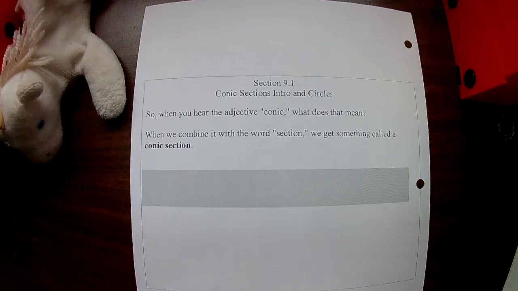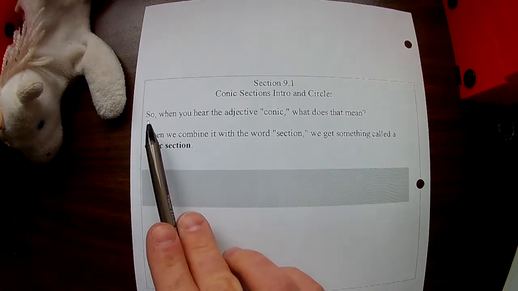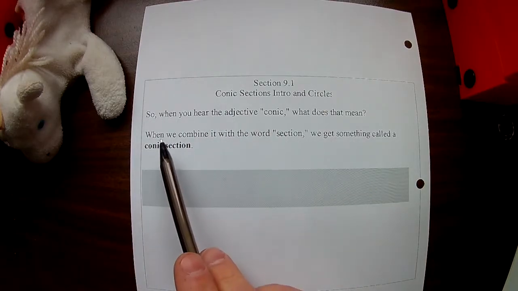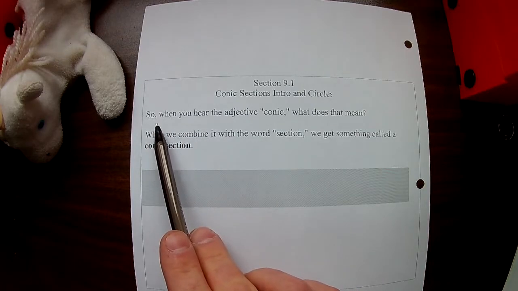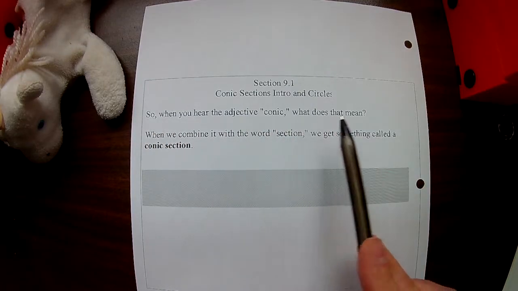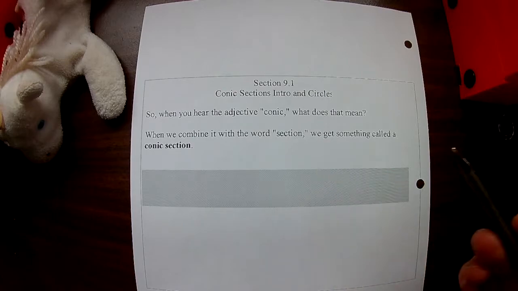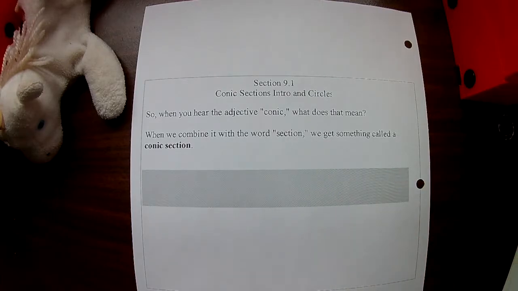So for the conic sections, we're going to really focus on two of the conic sections. First one being circles. So here, the flip chart here. So when you hear the adjective conic, what does that mean? It's the adjectival form of cone. When we combine it with the word section, we get something called a conic section.